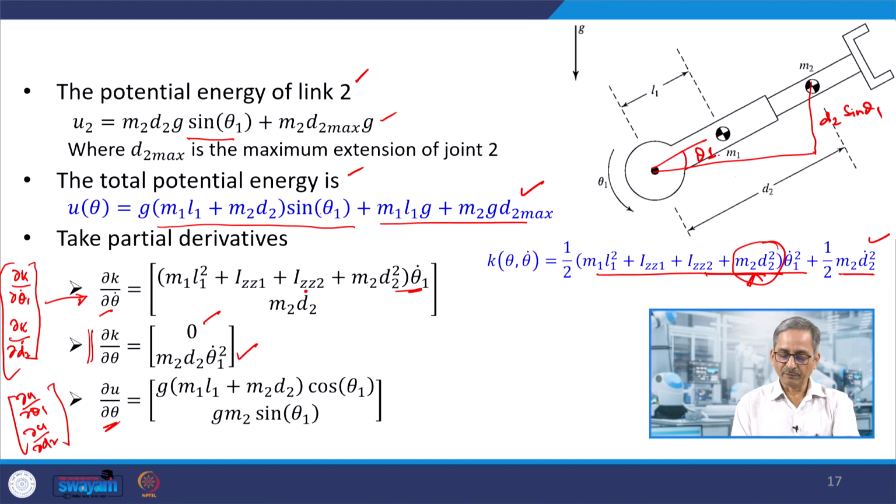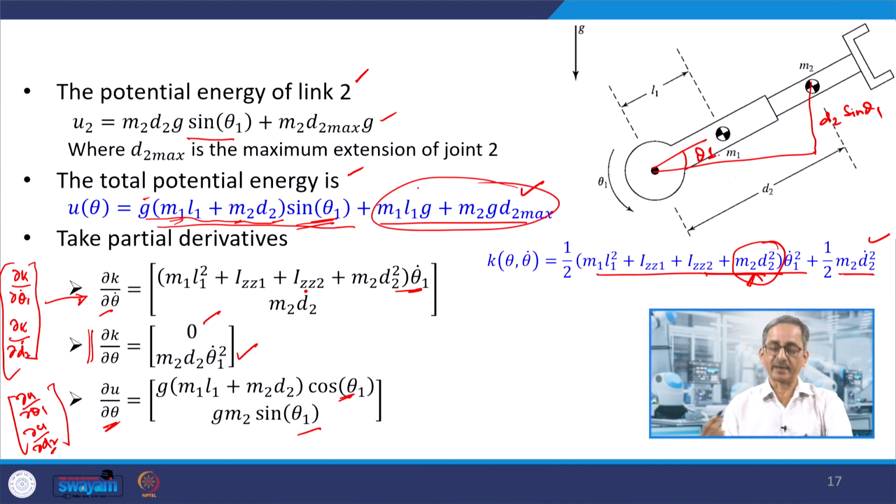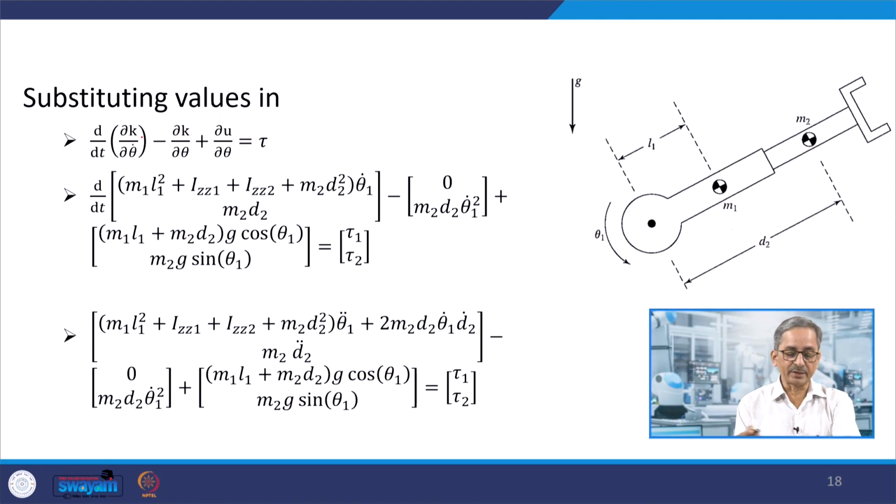When I do it by del theta 1, you can see that we have g (m1 L1 plus m2 d2), and the derivative of sin theta 1 will be cos theta 1. In the second one I have to take the derivative with respect to d2. So, this g term is going to be 0, and I am going to have g m2 sin theta 1 here. We can see that this constant term does not contribute anything to the terms in evaluating the Lagrangian equation.